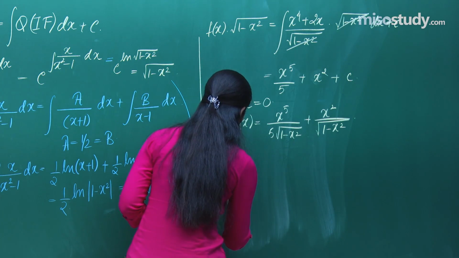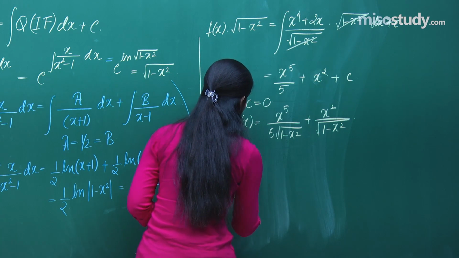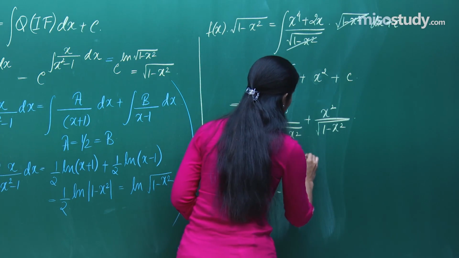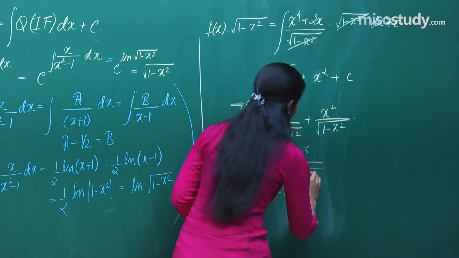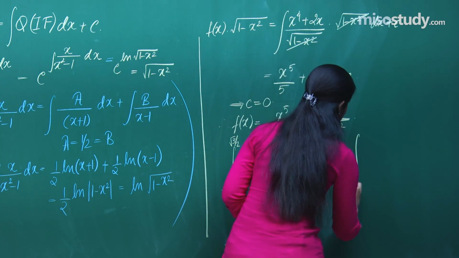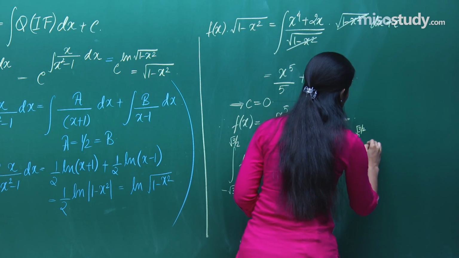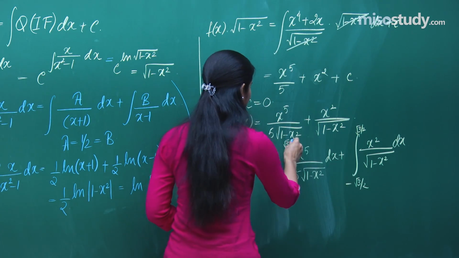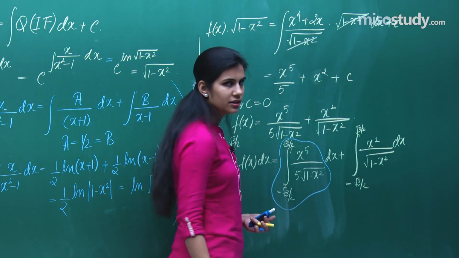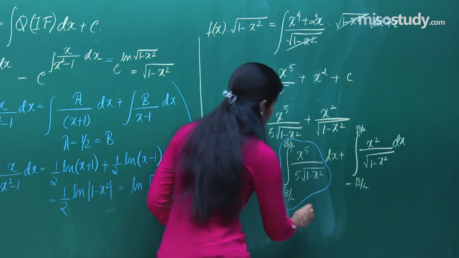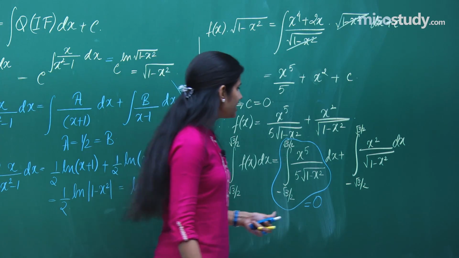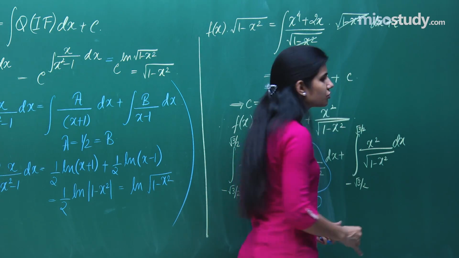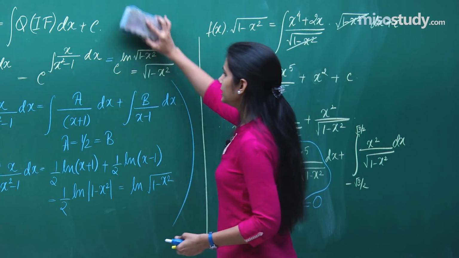Therefore, integration from minus root 3 by 2 to root 3 by 2 of f(x) dx turns out to be integration from minus root 3 by 2 to root 3 by 2 of x to the power 5 upon 5 into under root 1 minus x square dx plus integration from minus root 3 by 2 to root 3 by 2 of x square upon under root 1 minus x square dx. Now carefully analyze when you substitute x equals minus x over here. This is going to come out to be an odd function, and therefore the answer to it will be 0. Whereas if you plug in the value of x as minus x here, this is going to come out to be an even function, and you will have twice of 0 to root 3 by 2 of this expression coming up as the next step.